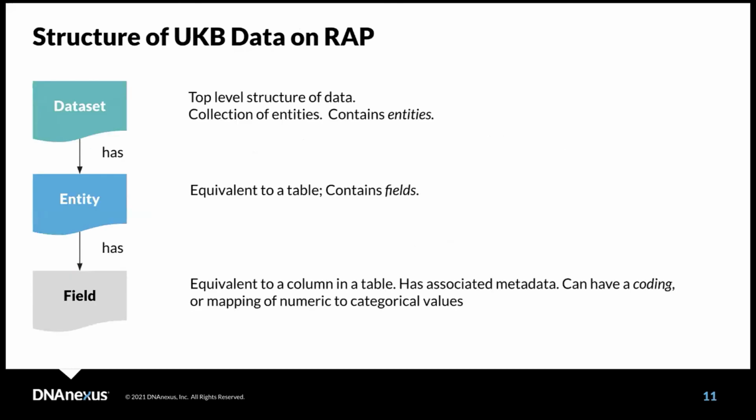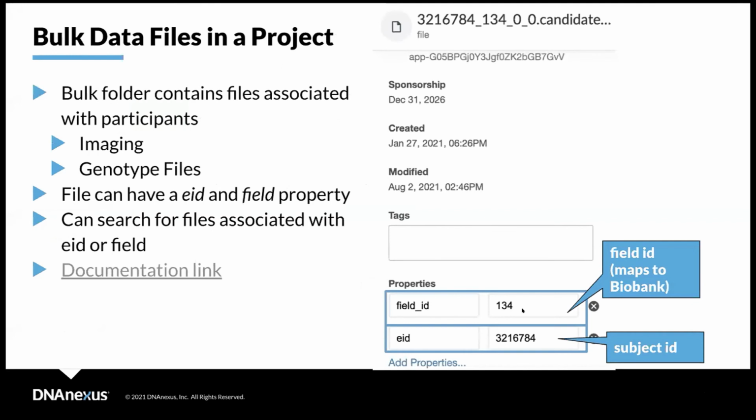Let's briefly look at the structure of UKB data on the platform. There is a dataset, and the dataset contains entities. We could say that an entity is equivalent to a table, and each entity has multiple fields, and the fields are equivalent to columns in the table. But they could also have some associated metadata. For example, if we have a field which is weight, we could also have metadata such as units, and a link to the UK Biobank documentation.